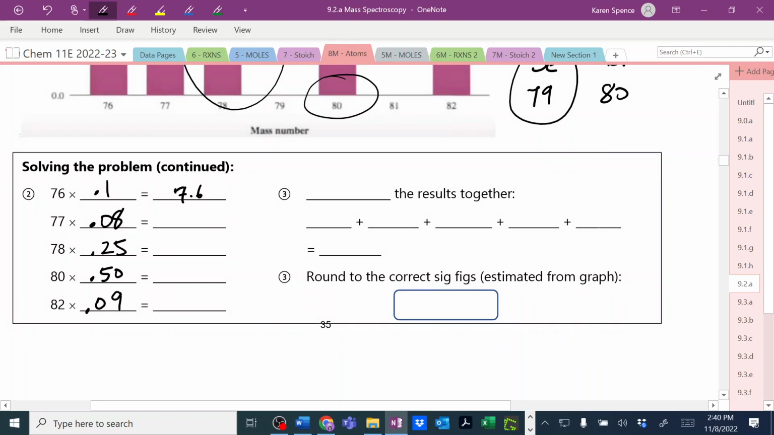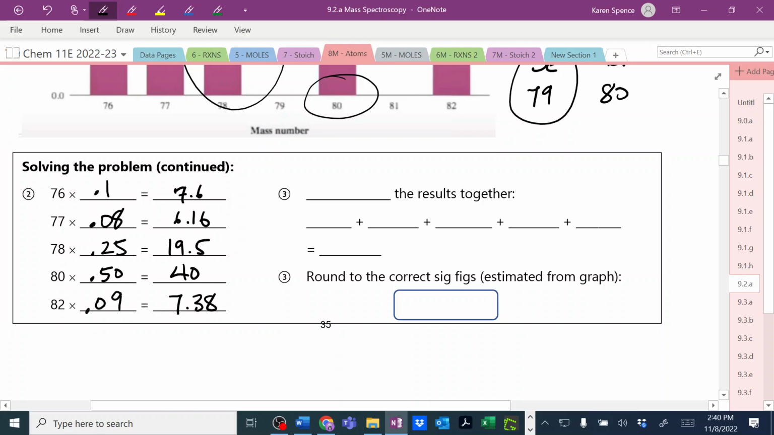7.6, 0.08 times 77, 6.16, 78 times 0.25, 19.5, 80 times 0.5, 40, and 82 times 0.09. And you'll notice I'm not being very careful with my sig figs here. That's because I'm reading this data off a graph and trying to figure out the closest molar mass, okay? So I'm not too concerned about it.